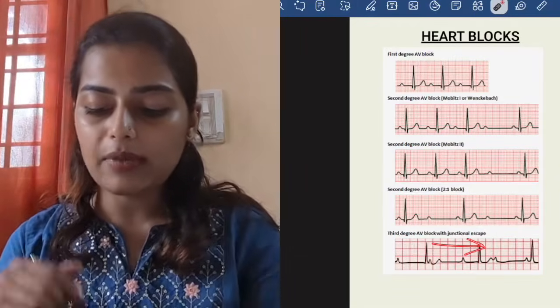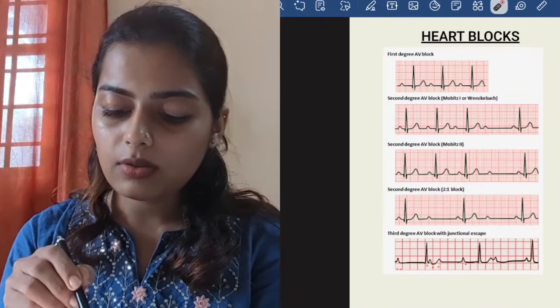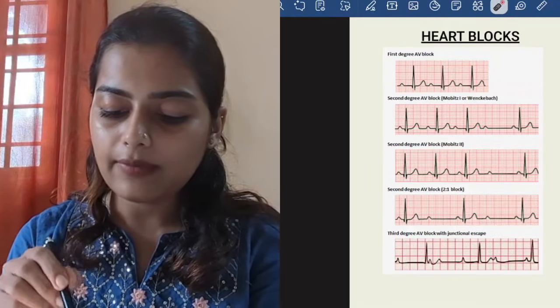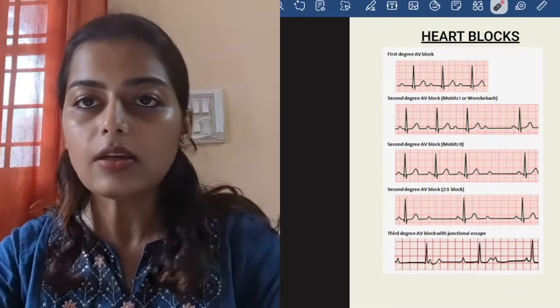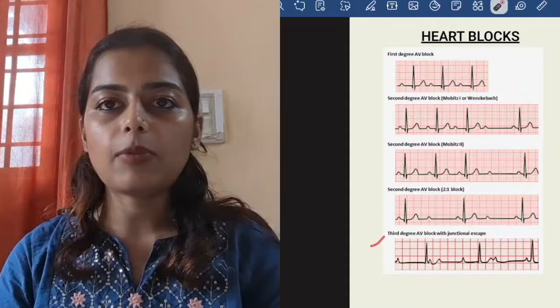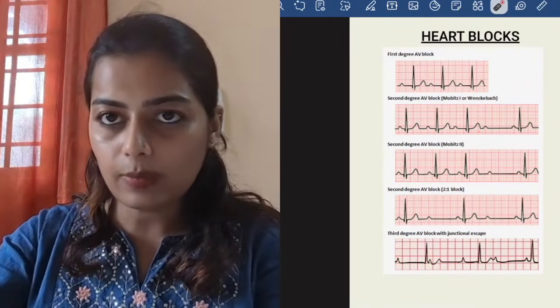So this ECG can be given to you. You will find the RR interval to be regular, but the distance between R wave and P wave keeps on changing. So there is no relationship. So you should identify it as a third degree AV block. So that's it about heart blocks. First degree AV block, second degree, third degree. First degree: prolonged PR interval.